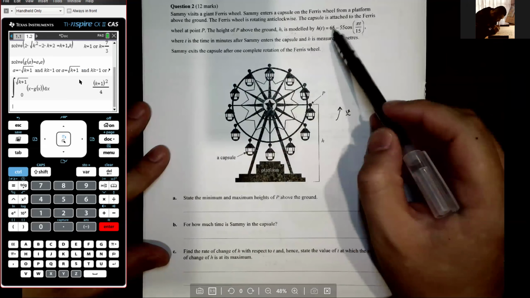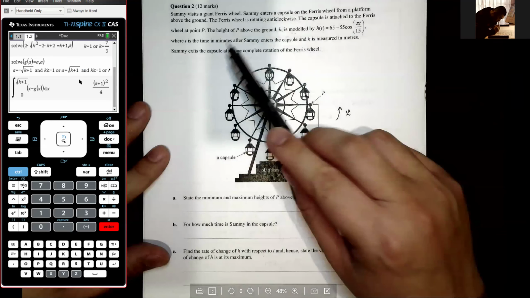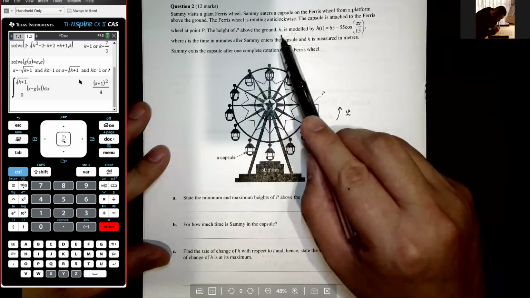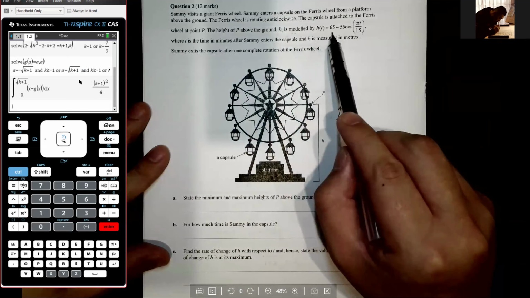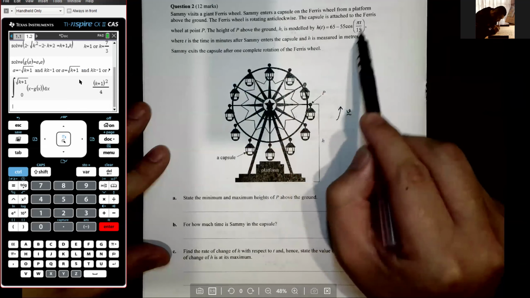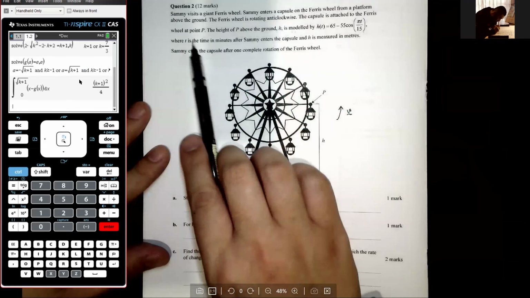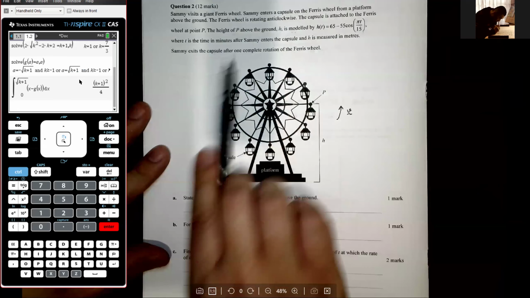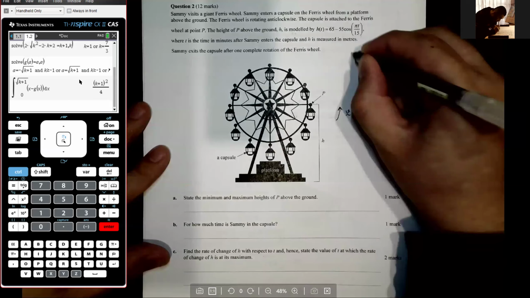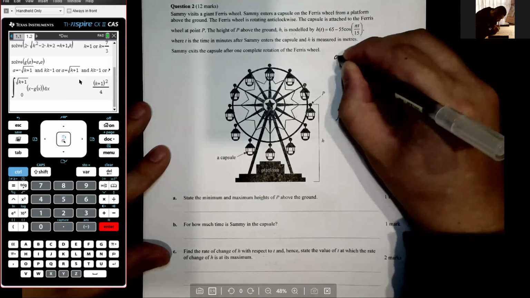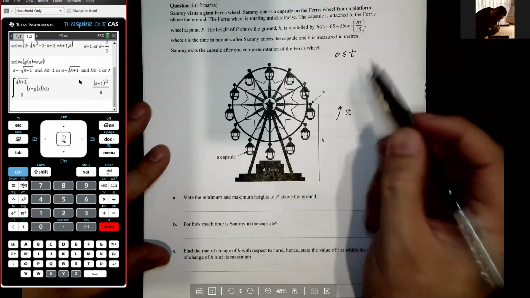The capsule is attached to the Ferris wheel at a point P. The height of P above the ground, H, is modeled by H(t) equals 65 minus 55 cosine(pi t over 15), where t is the time in minutes after Sammy enters the capsule. So we know that t has to be greater than or equal to 0. H is measured in meters.